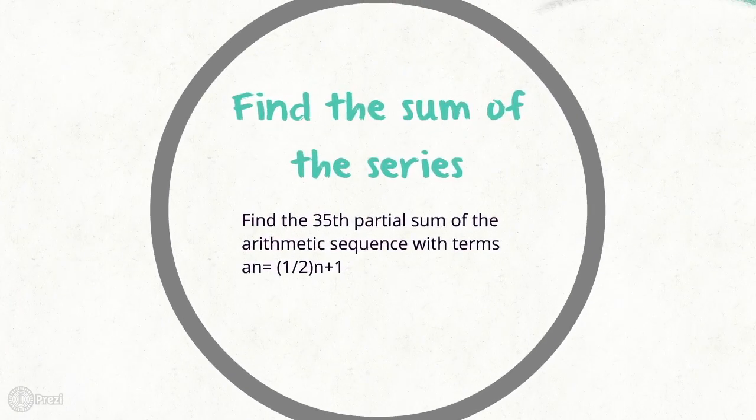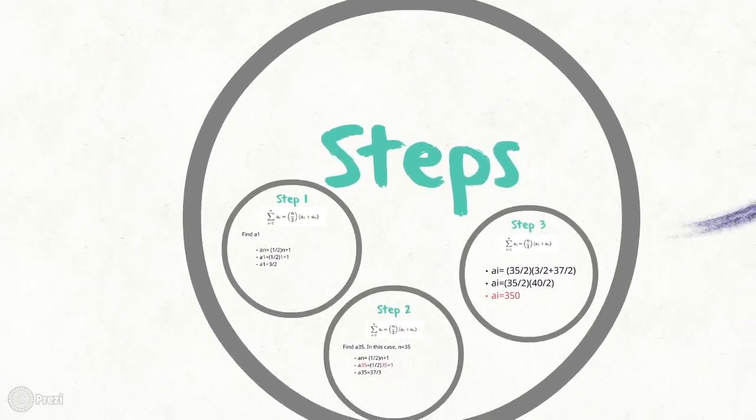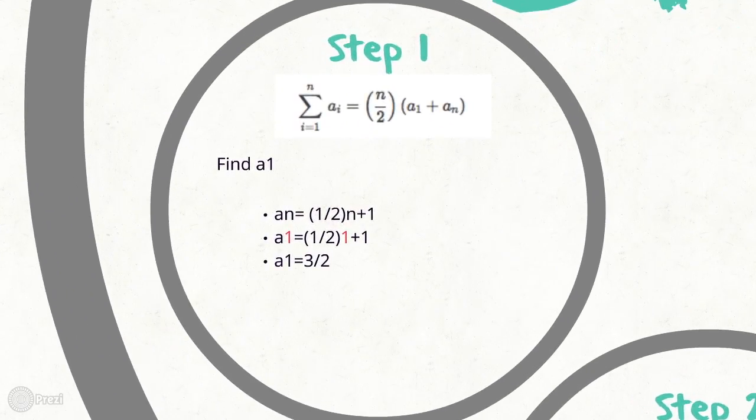So, finding the sum of the series. Here we have a problem. It says find the 31st partial sum of the arithmetic sequence with terms an equals a half times n plus 1. This little formula, you're just going to need it to find the components of the general formula.